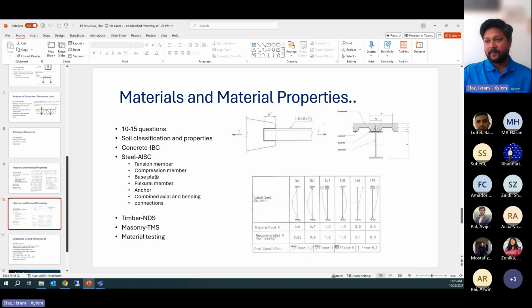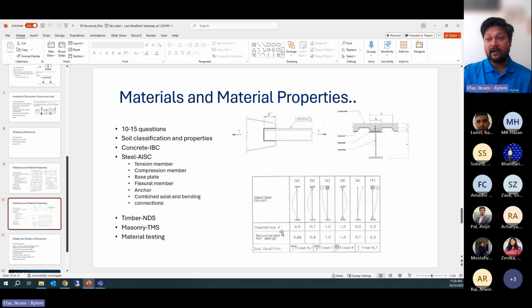And then you have to know the base plate design, the flexural member like beams. Then the compression member, the column. I misspoke. You have to know those, like buckling, how to design the column for buckling, those buckling loads. You can see this K, theoretical K for design, where we know that we have to use this K factor for designing the buckled column.